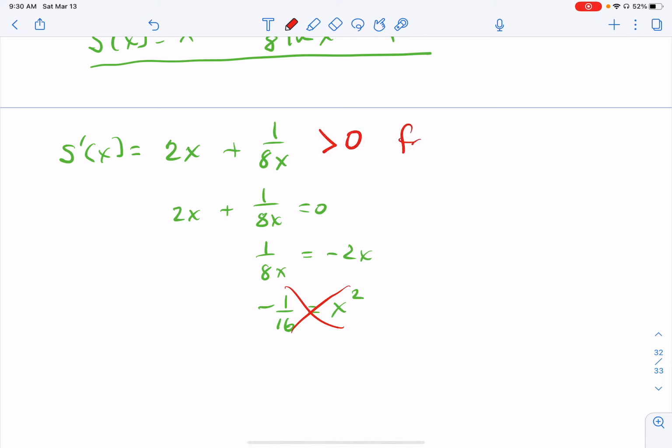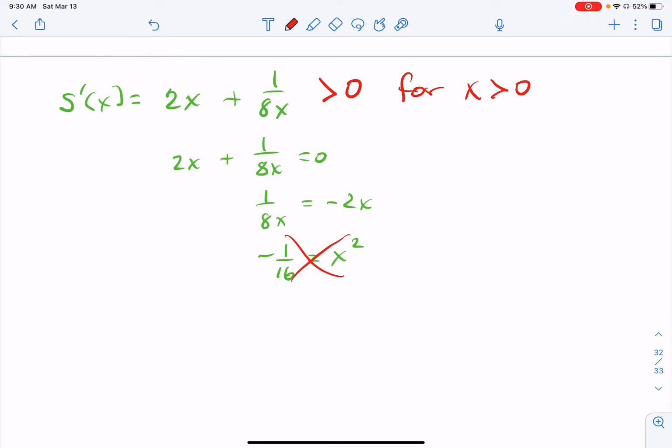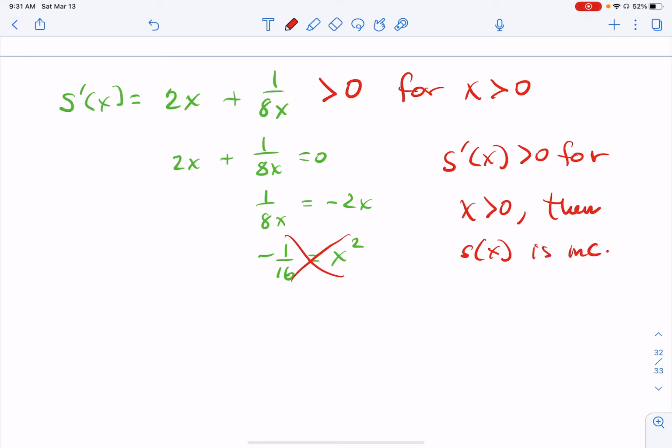Greater than 0 for all numbers? No, not for all, for x greater than 0. Yeah, for x greater than 0. Which means, since s prime of x is greater than 0 for x greater than 0, then s of x is increasing.